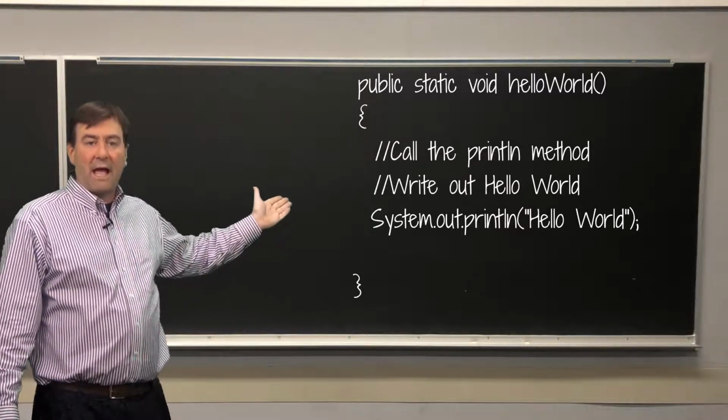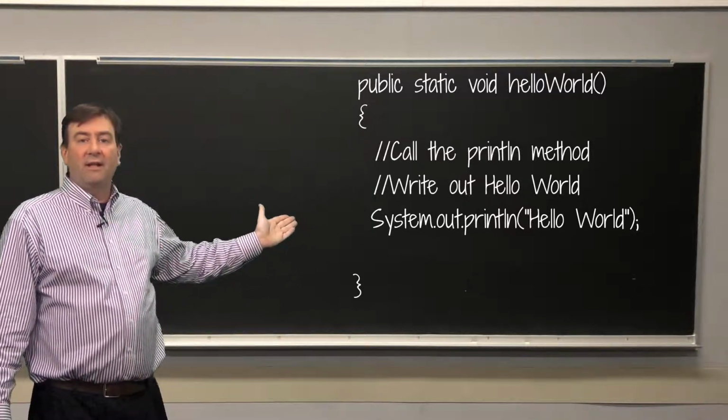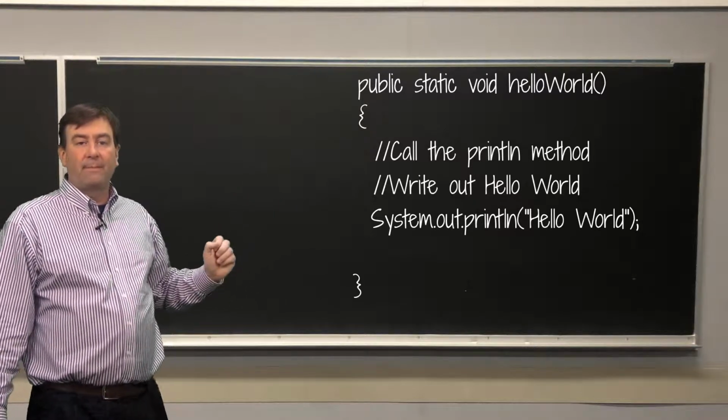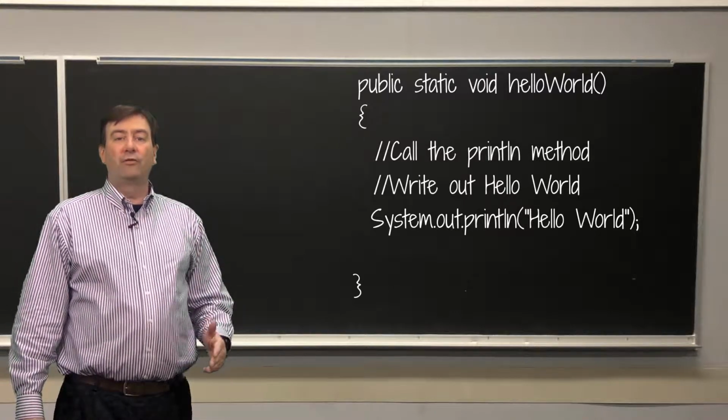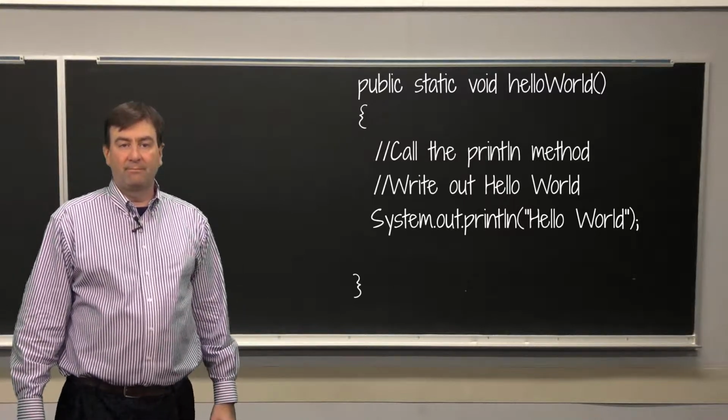The next line is a comment. Then the next line is a call to the println method. It does not start a block of code. It is just a single line of code, so it has a semicolon after it.